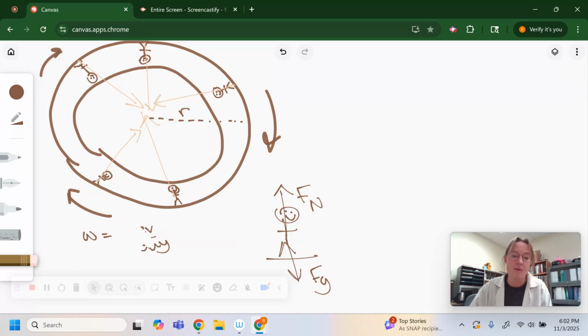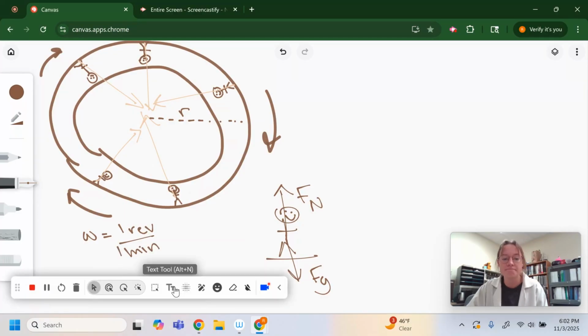So let's say something moderate, something that most people would be able to handle without getting ill. Let's say your angular speed is 1 revolution per minute. So you go around the whole circle 1 time every minute. Suppose that.